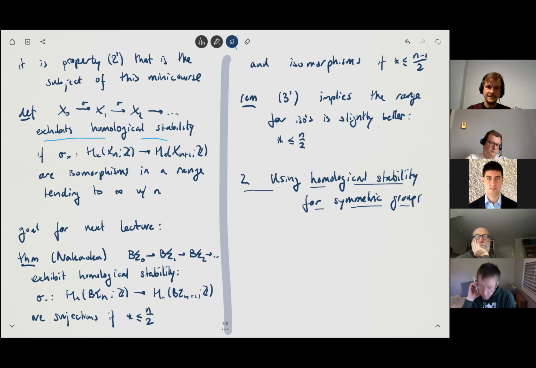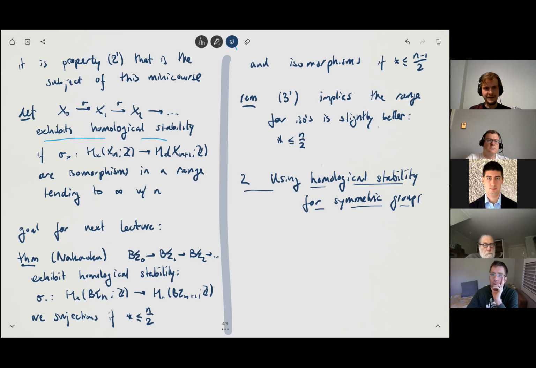Of course, a sequence of groups or a sequence of spaces exhibiting homological stability is an interesting structural property to prove. And there are papers that just do that. But I think it's also important to keep in mind that it's a useful tool to prove other mathematical results. And since I imagine that a large part of the audience does not routinely think about homological stability, I think it's important to highlight some of those.